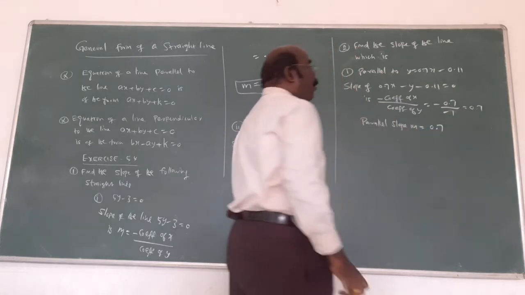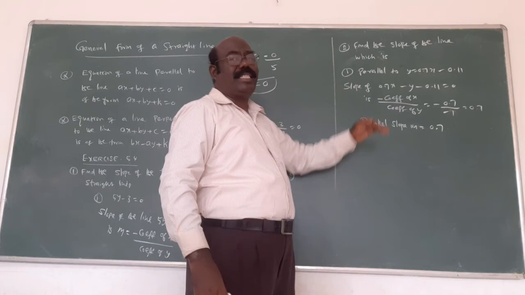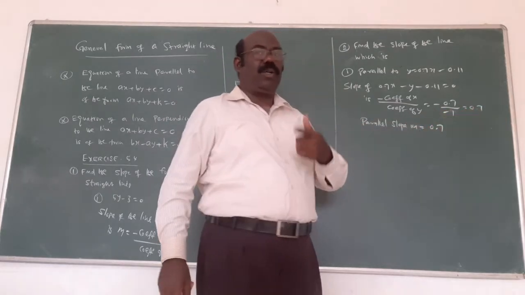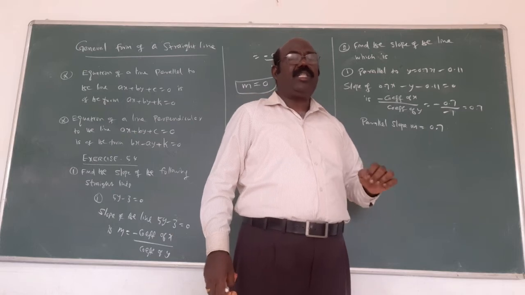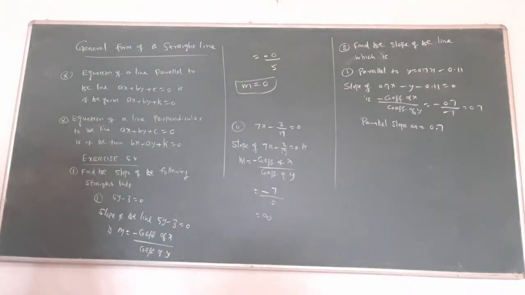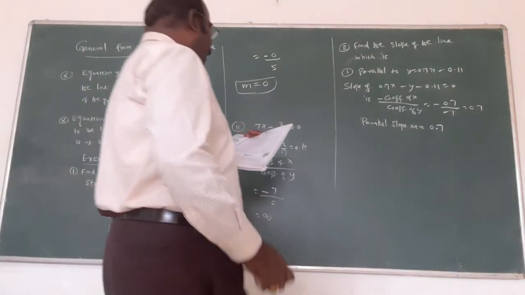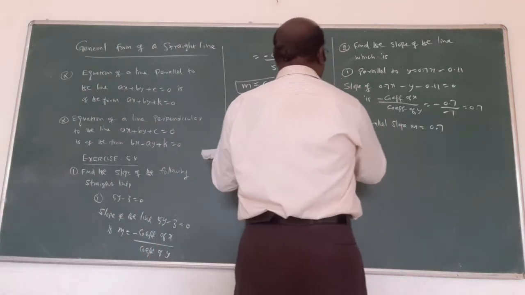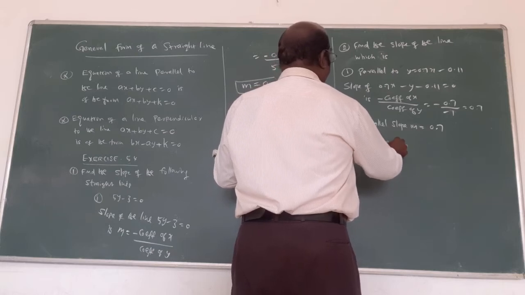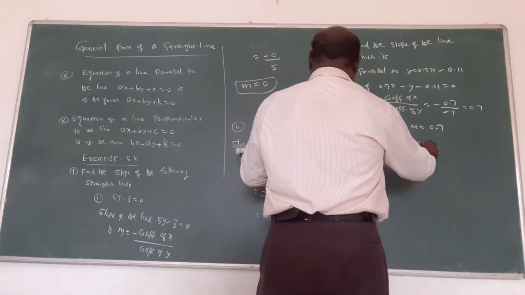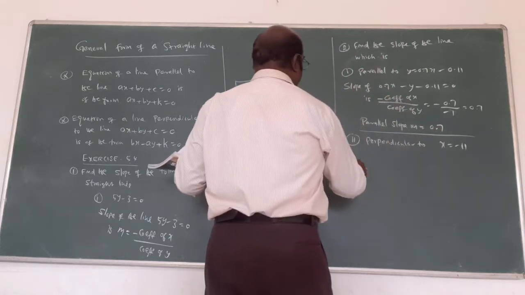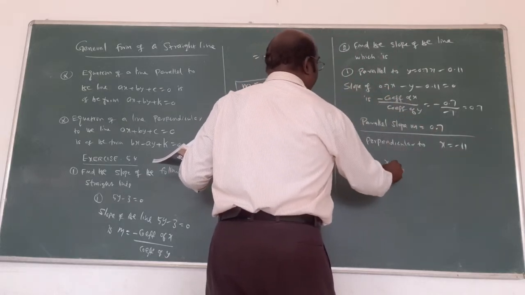That's all. Suppose the next one asks for perpendicular. That means whatever the number, change the sign and take the reciprocal. Change the sign and reciprocal is called the perpendicular slope. But here, what is asked? Only the parallel slope is asked. The second subdivision, perpendicular to what is the question? x equal to minus 7. Same thing only.